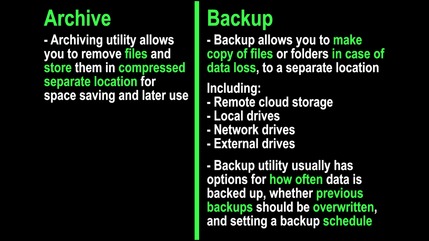Archiving utilities allow you to remove files and store them in a compressed separate location for space saving and later use, while backup allows you to make a copy of files or folders in case of data loss to a separate location, including remote cloud storage, local drives, network drives, external drives. The backup utility usually has options for how often data is backed up, whether the previous backup should be overwritten, and setting a schedule for backups.